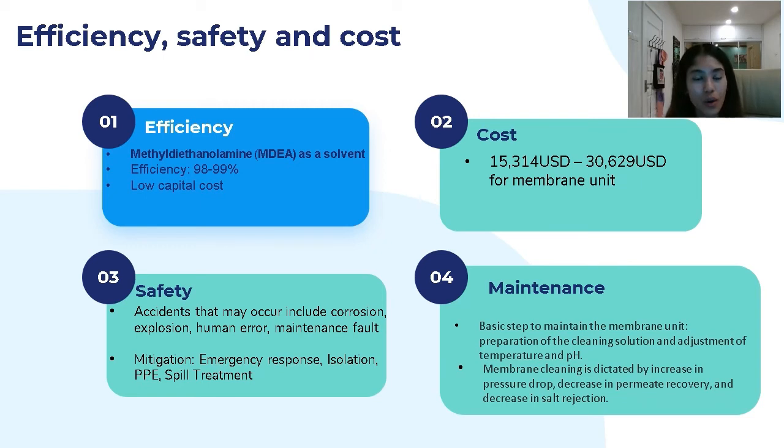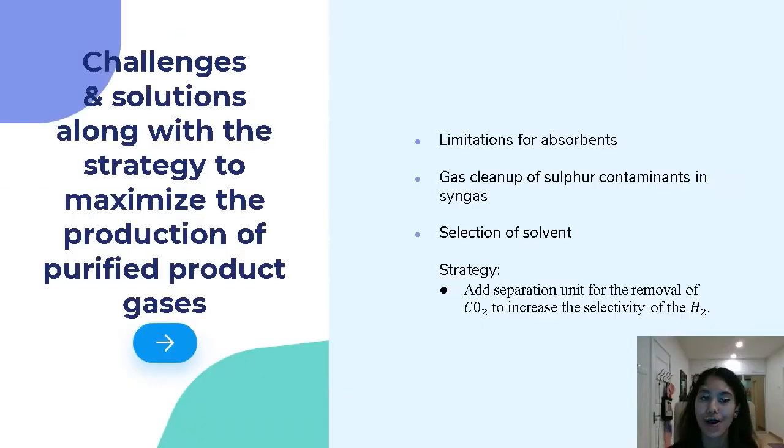This is why it is important to have backup plans such as an emergency response, a planned layout for people to escape if there is an emergency, PPE, secondary containment, and also a spill treatment in case anything happens. Now, I will be talking about the challenges faced in selecting the separation process unit along with its proposed solutions and strategy to maximize the production of purified product gases.